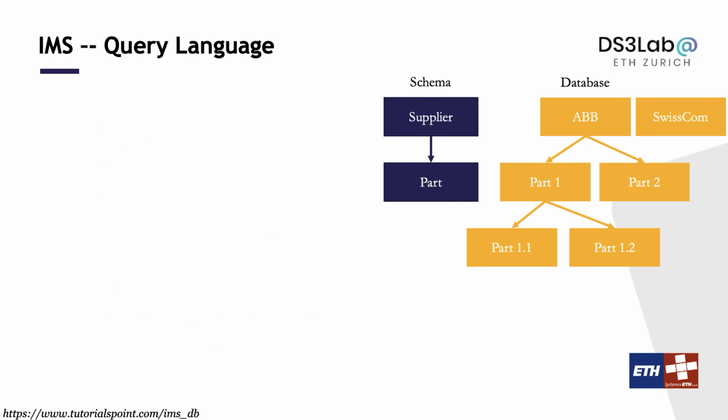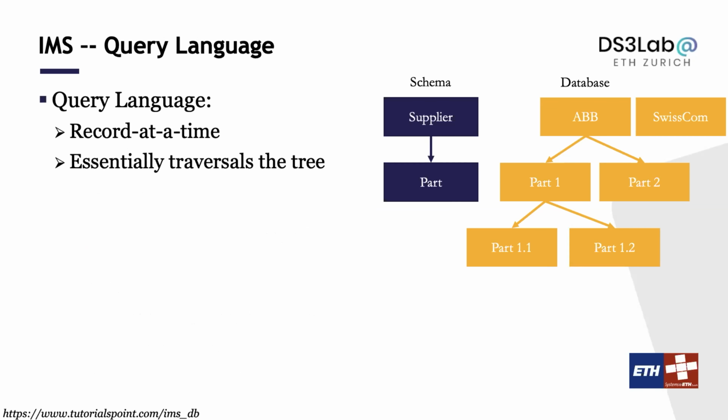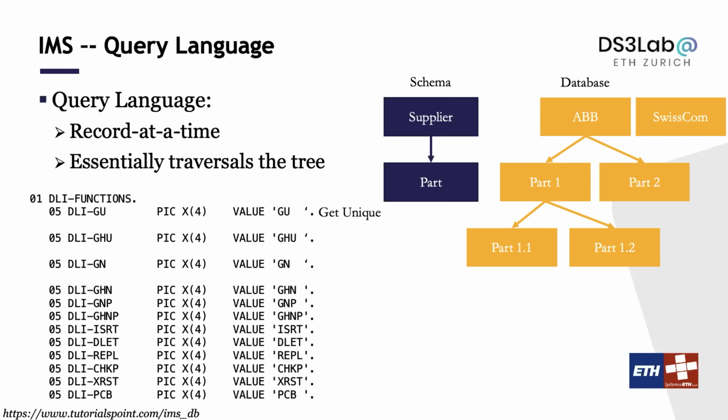So what if I want to get insight from my data? I want to ask queries over my data. What would I do? The query language that IMS provides for you is very interesting. It's record at a time. It always returns a record, and essentially gives you a way to enumerate according to the hierarchical structure of the tree. You can actually use that today. This is the abstraction it's trying to provide.